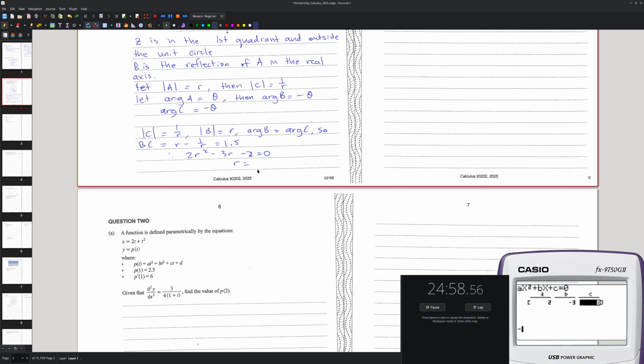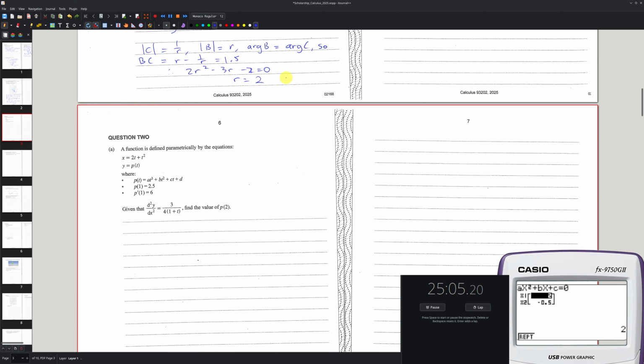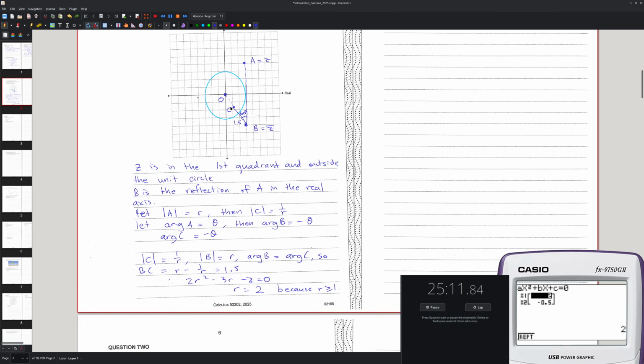2 minus 3 minus 2. Oh, yeah, okay, so R equals 2. Wait, that's so nice. Okay, R equals 2 because R is bigger than 1, right? Or at least 1. Okay, so we're given this, and then this is just a right angle triangle, bro. Like, this is a right angle triangle.